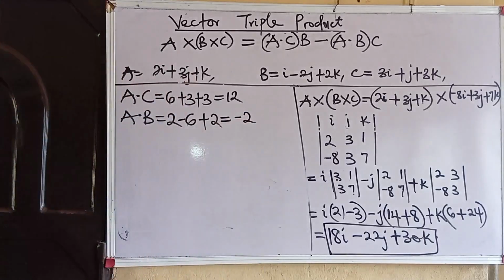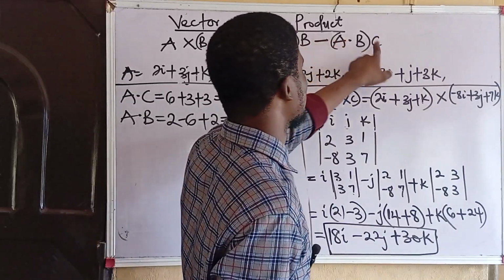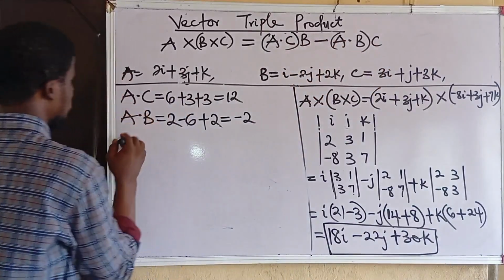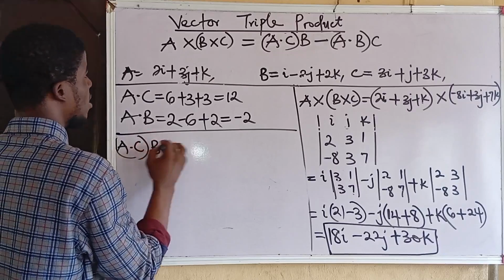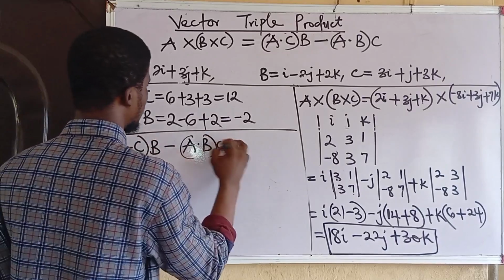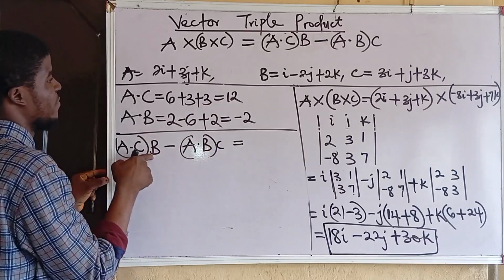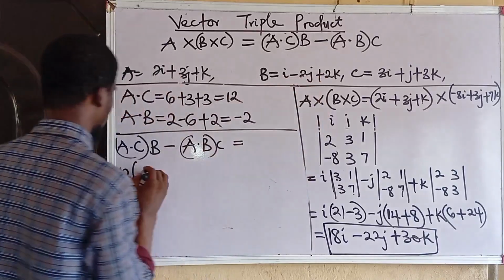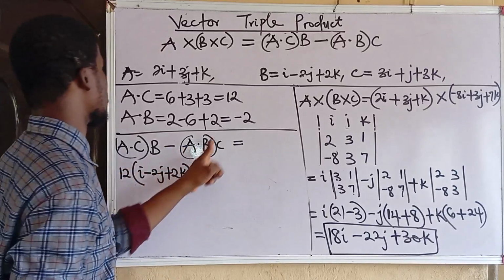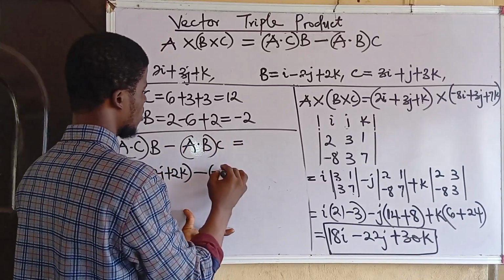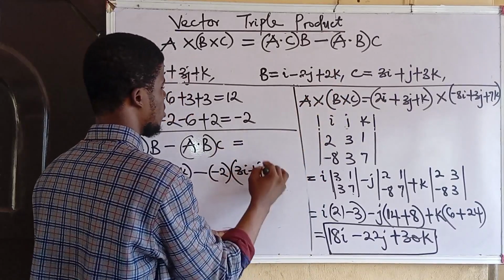So, for the vector triple product, we are doing A dot C times the vector B minus A dot B times the vector C. So, let's do this now. A dot C into B minus A dot B into C. What's A dot C? A dot C is 12. So 12 multiplies the vector B. Vector B is i minus 2j plus 2k, minus, what's A dot B? Minus 2, into the vector C, 3i plus j plus 3k.